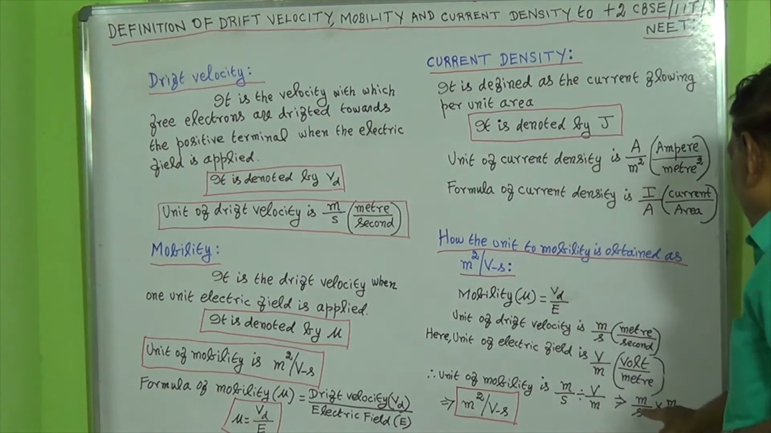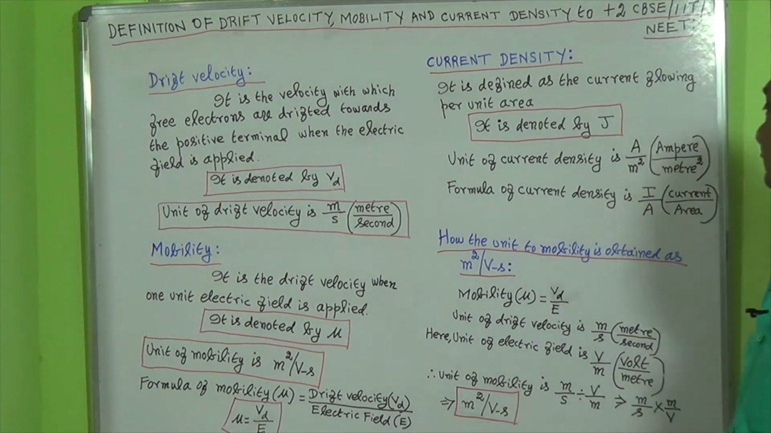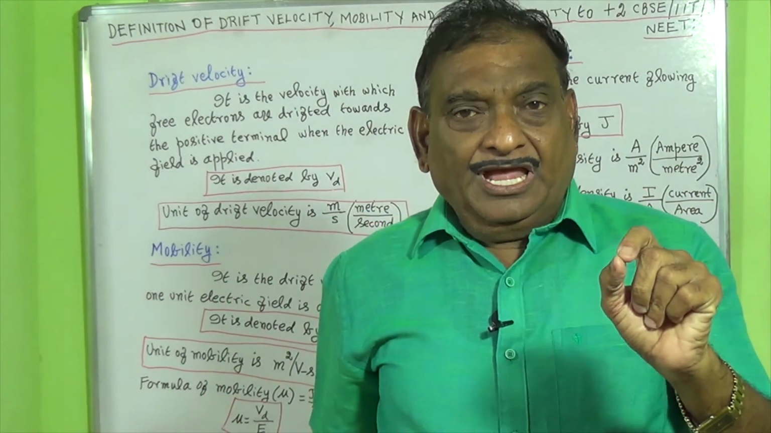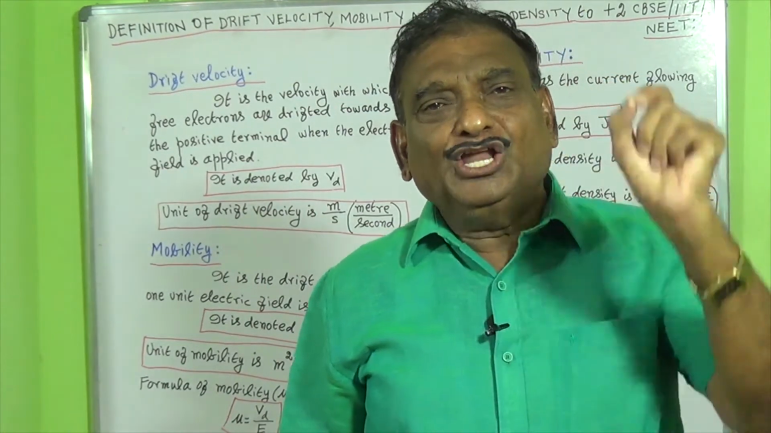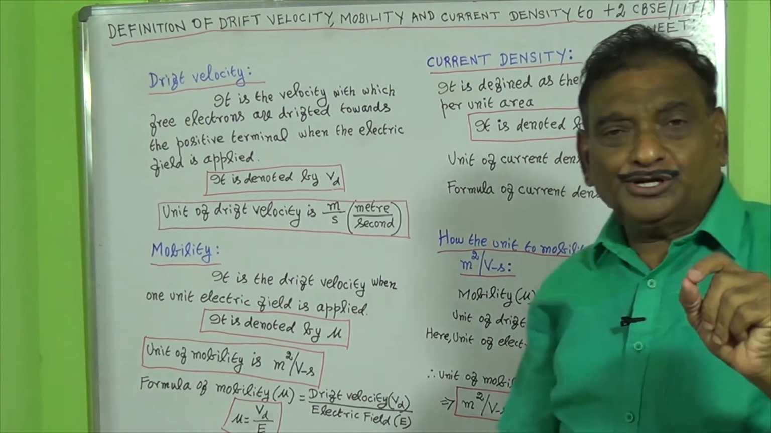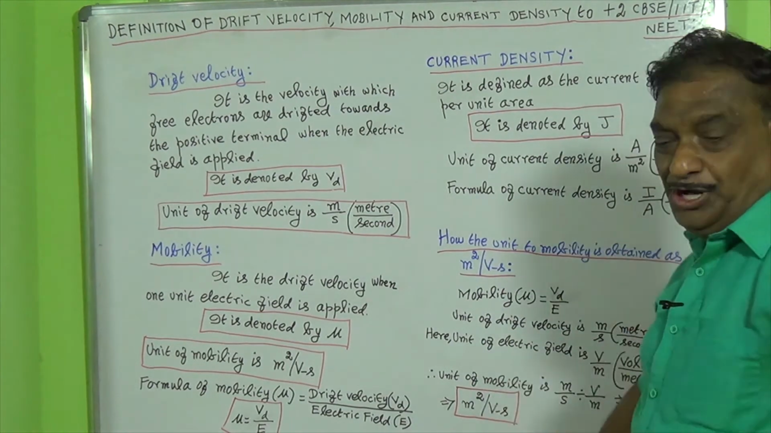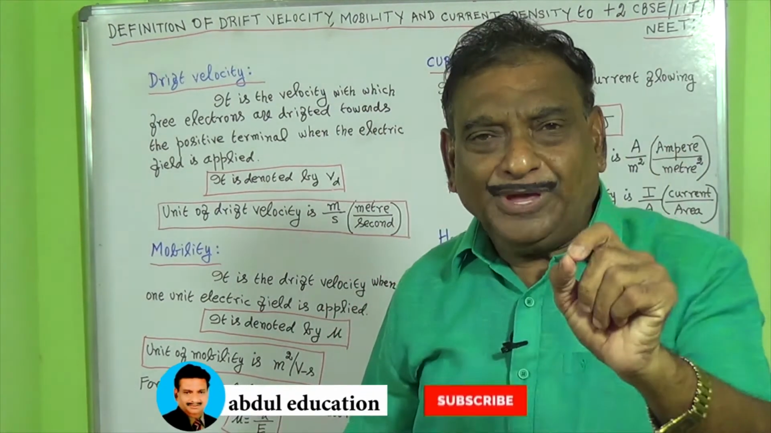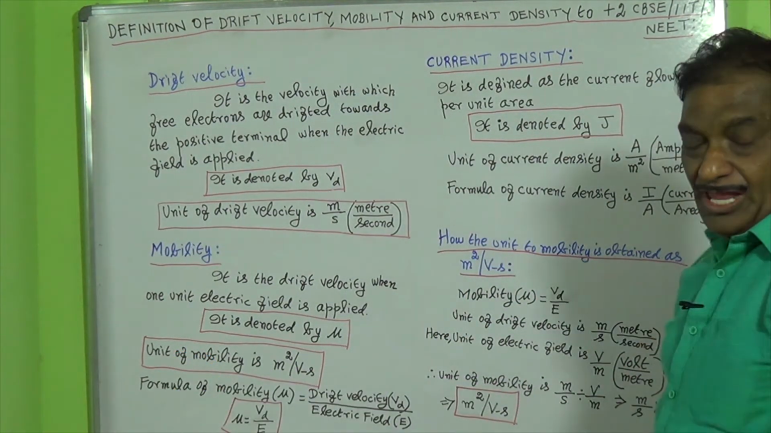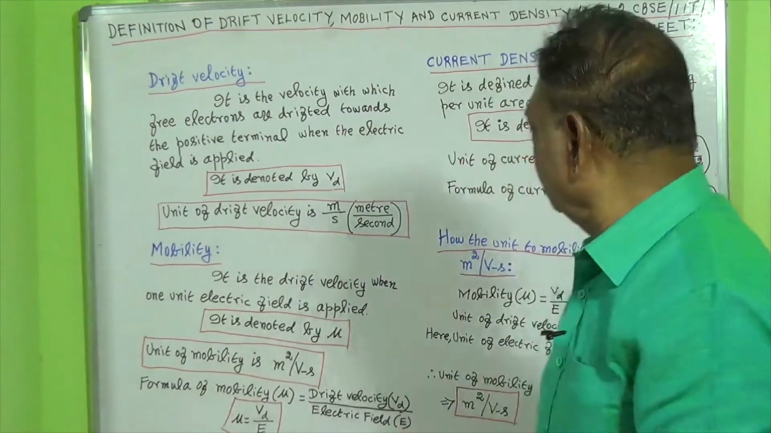Then we will get meter square per volt second. Then the definition of current density. The current density is the current flowing per unit area. It is denoted by the letter capital J. The unit of current density is ampere per meter square. The formula for the current density is current by area.